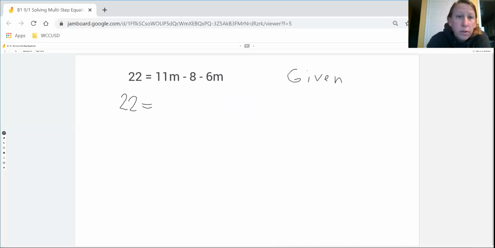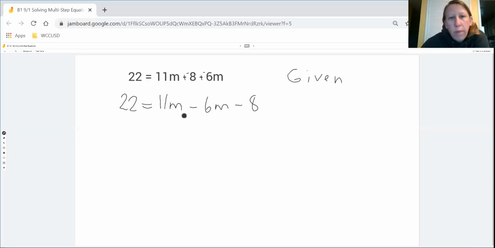So I'm going to put the 11m and this negative 6m next to each other. And I'm going to commute. I'm going to change the order of what I was given so that I can see the like terms next to each other. So in order to do that, you really have to see this as a negative 8, and you have to see this as a negative 6.